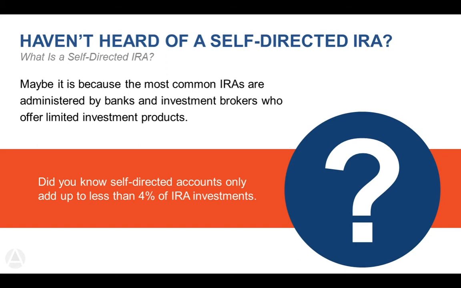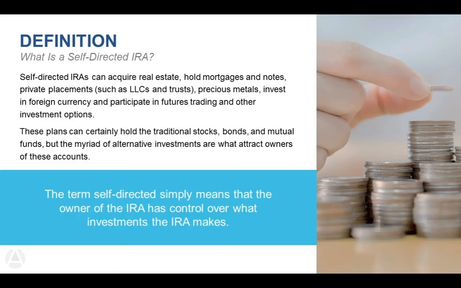Now, what is self-direction? Self-direction is the ability of you to buy and acquire things that are not publicly traded. Things like real estate, mortgage notes, private placements of startup companies, LLCs and trusts, precious metals, or even foreign currencies. These plans can hold traditional stocks and other types of mutual funds, but those would need to be held at a specific broker.